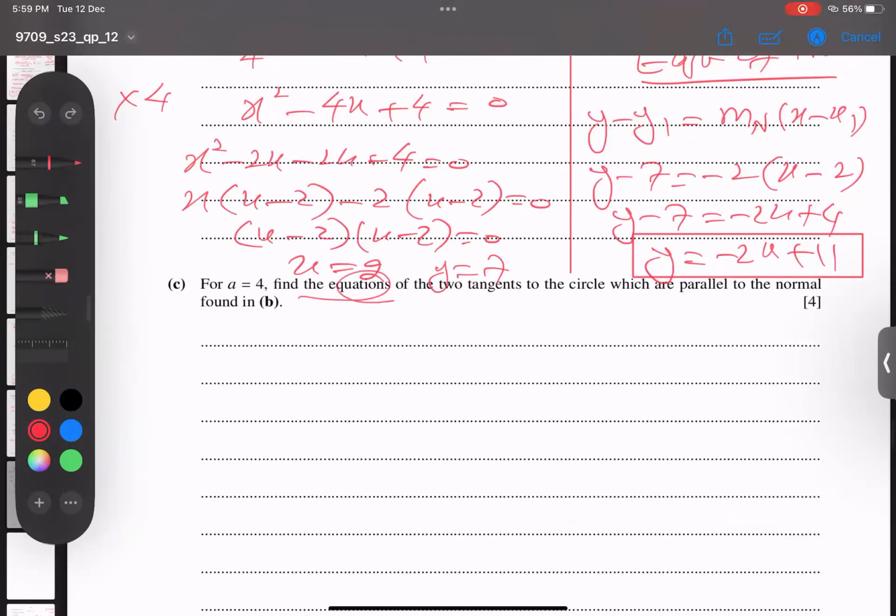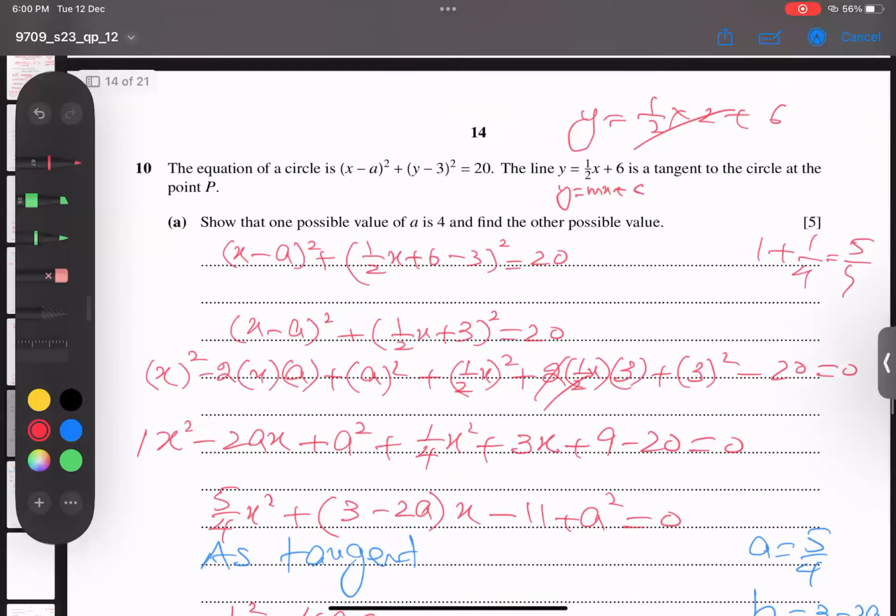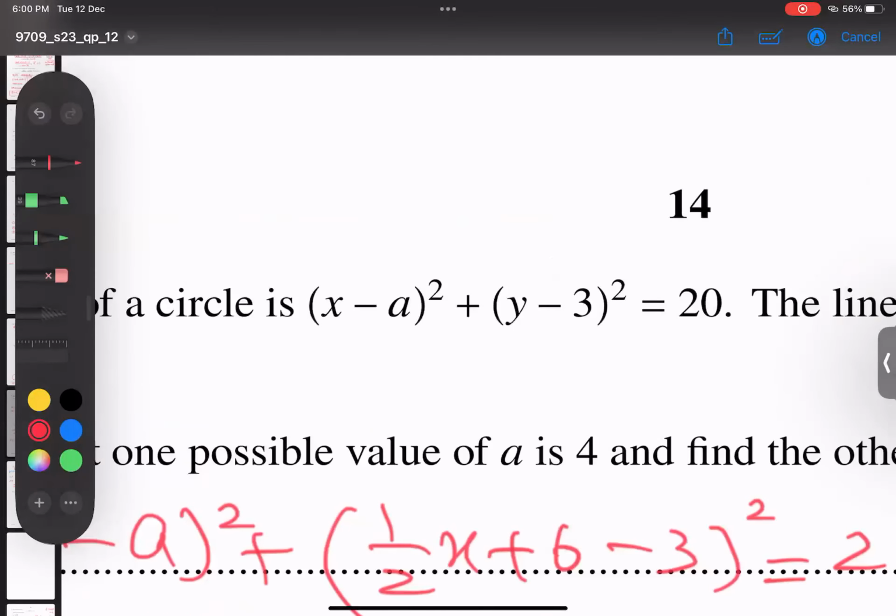So find the equations. This is a very interesting question: the equations of the two tangents to the circle. Let me show a circle first of all. Students, this is the center of the circle. That same center of the circle, we got it. You know what is the center of a circle, students? Maybe you don't know. And this is the center of circle formula. Normally we write this coordinate, and this coordinate is the center of the circle. So the center of the circle is coming a comma 3.